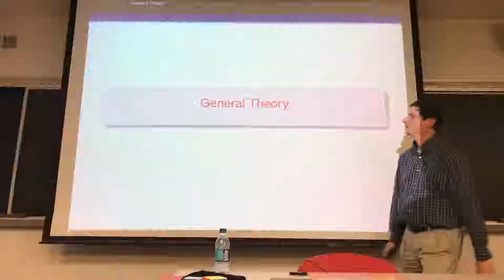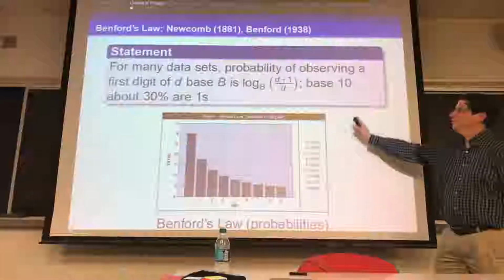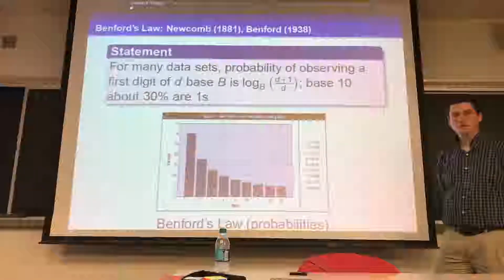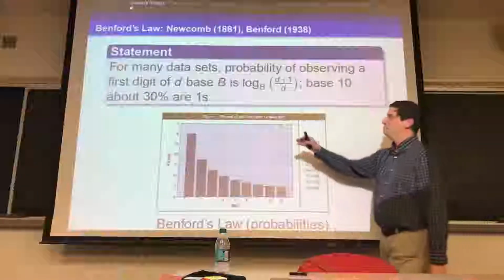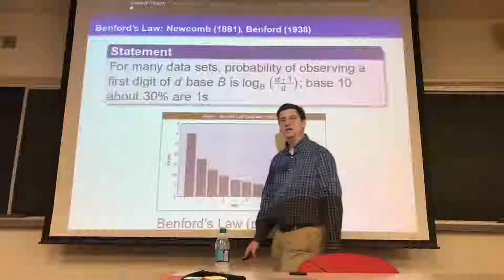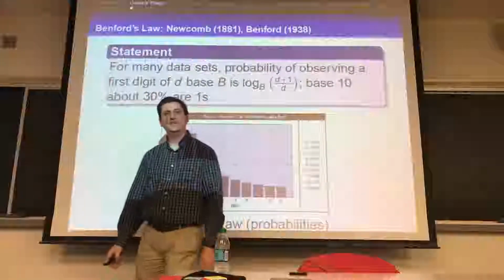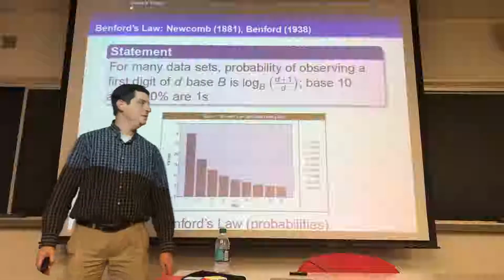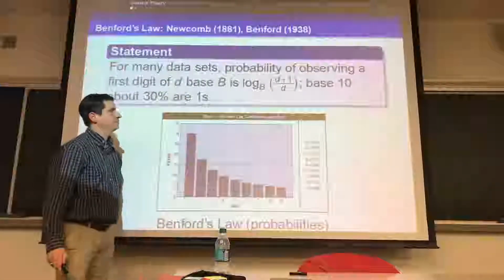So some general theory. I've mentioned for many data sets, the probability of having a first digit base B of D is log base B of (D plus 1) over D. As a nice exercise, you can show that if you sum all these, they sum up to 1, so it is a probability distribution.